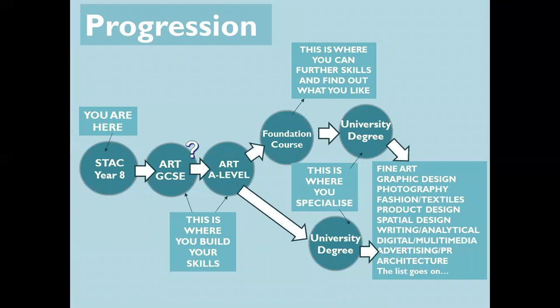Your initial progression route will start here. This will lead you through to a GCSE in either art, graphics, Tech Award or resistant materials, which will lead you on to the A-level, the level 3 courses, which will then fundamentally lead you onto the university and degree courses in a range of creative industries and pathways.